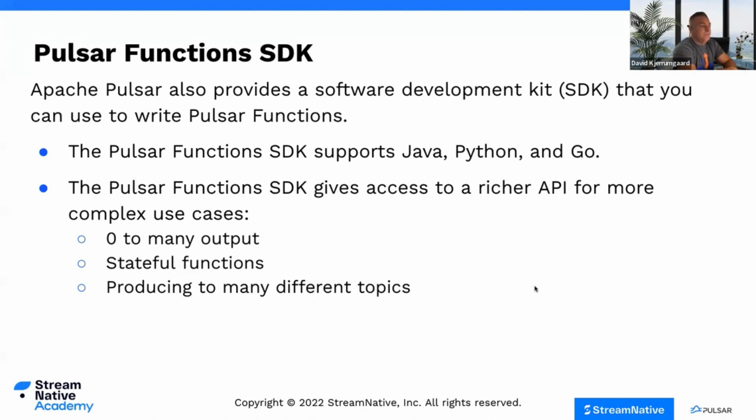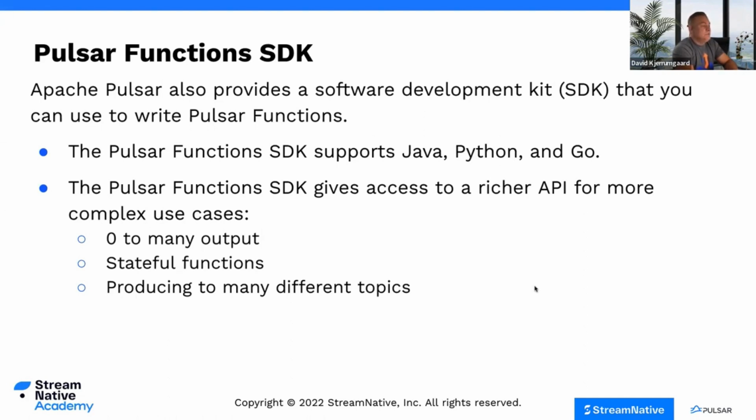With the Pulsar Functions SDK, you can publish to one or more output topics. You can do things like content-based routing, right? For example, if the message contains this, publish it to topic A. If it contains this message, publish it to topic B, or publish to both A and B.